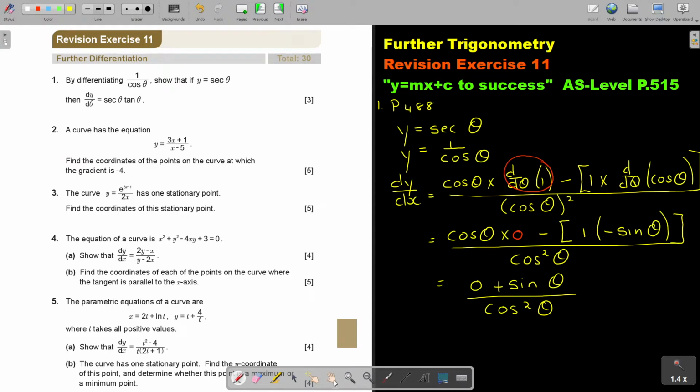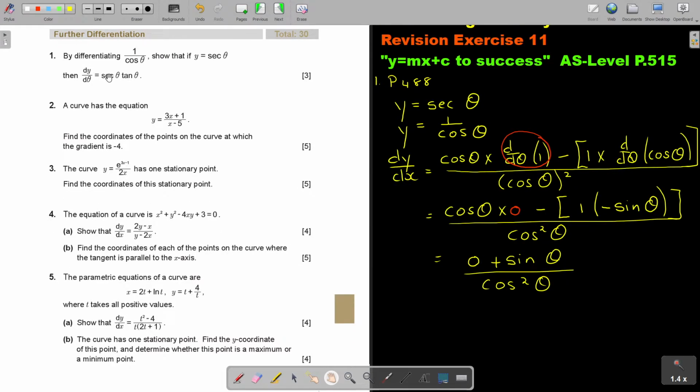Now, they want sec first, so we can write it as 1 over cos theta multiplied by sin theta over cos theta. That will be sec theta, and this will then be tan theta. So you can memorize it, or you can just remember I must do the method with the quotient rule, and then you will also get the answer. Okay, that was number 1 for remarks.